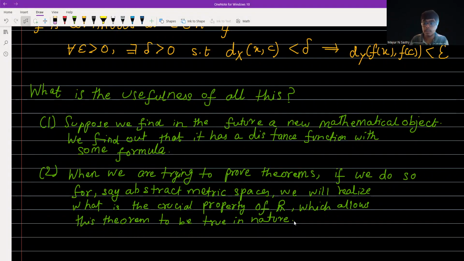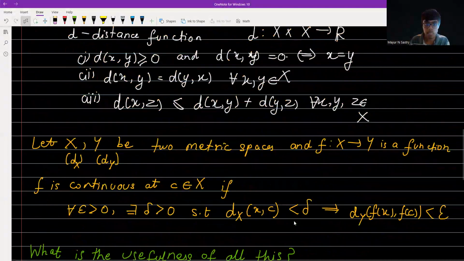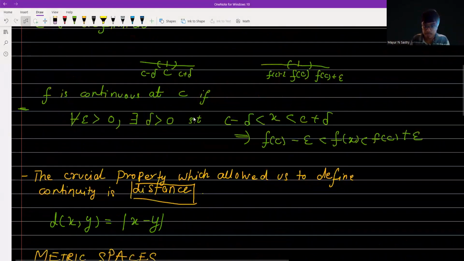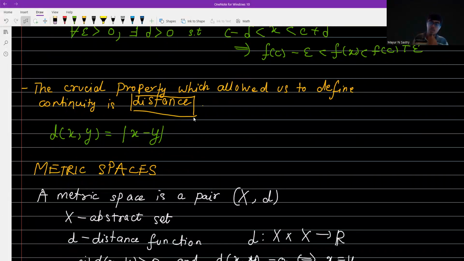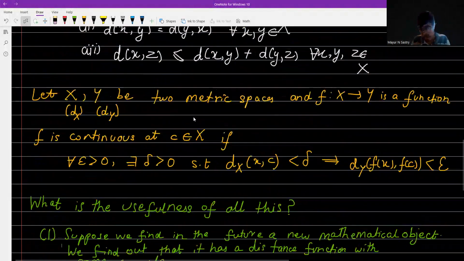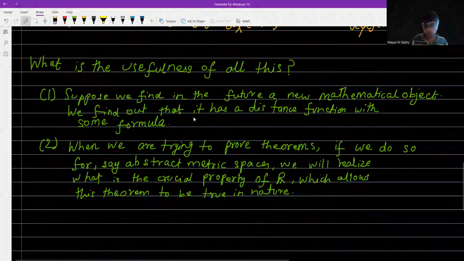So let me just recap what we did in this video essentially. We said that the key aspect of theoretical mathematics is to observe crucial properties of the objects which we can see and try to define a new object with these properties. And we gave an example considering functions from the real numbers to the real numbers. We introduced the epsilon delta definition of continuity, and we realized that what allowed us to define continuity for functions from reals to reals is distance. And we tried to define an abstract metric space in this regard. You can see the definition over here. Then we defined what precisely it means for a function from one metric space to another to be continuous. And then we described in detail what is the usefulness of all this.